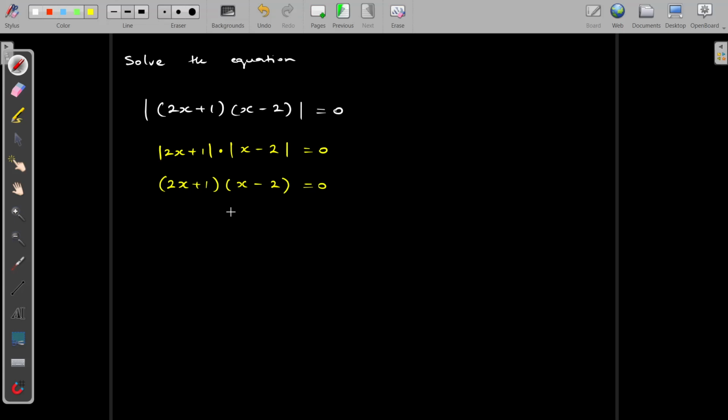So this is just two factors where 2x plus 1 is equal to 0, and x would be equal to negative a half, or x minus 2 is equal to 0, where x is equal to positive 2. So this is just how we would work out a question given to us like this. We could just drop the modulus symbol and evaluate as we would for a quadratic equation.